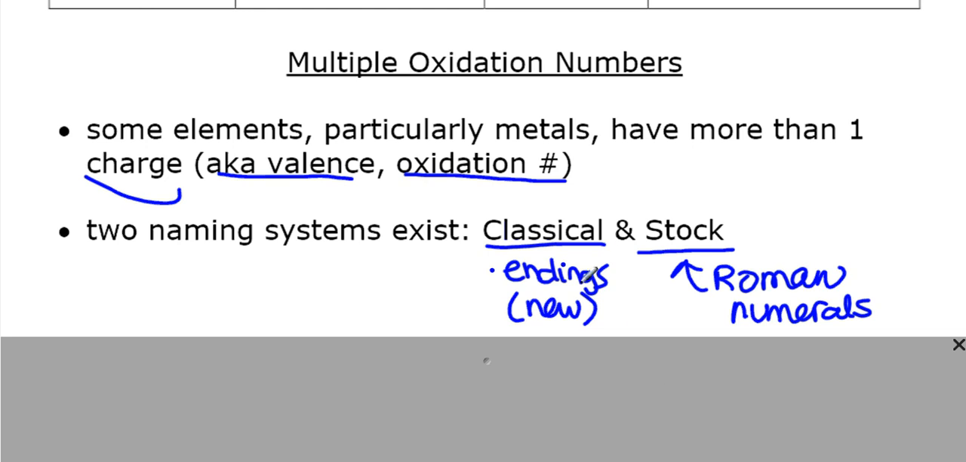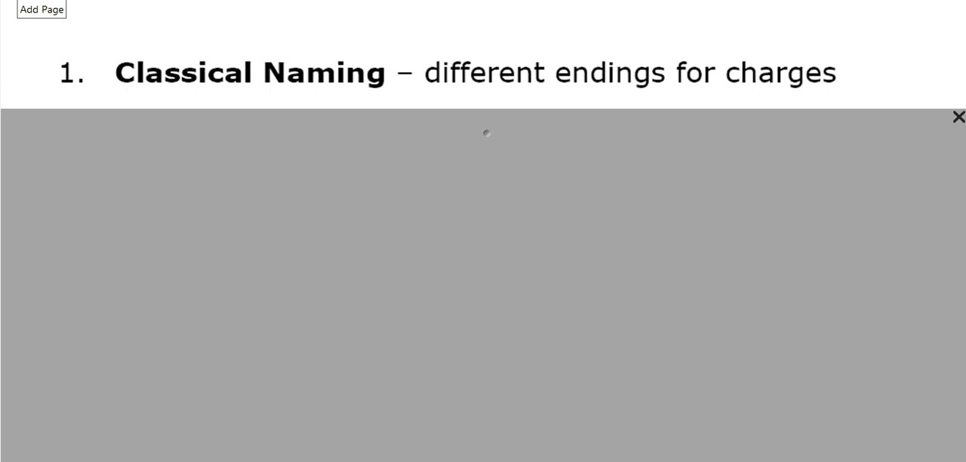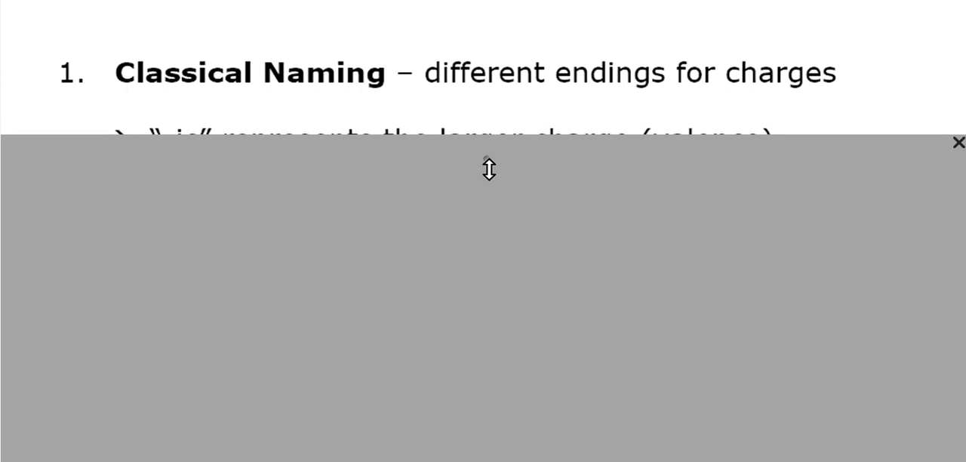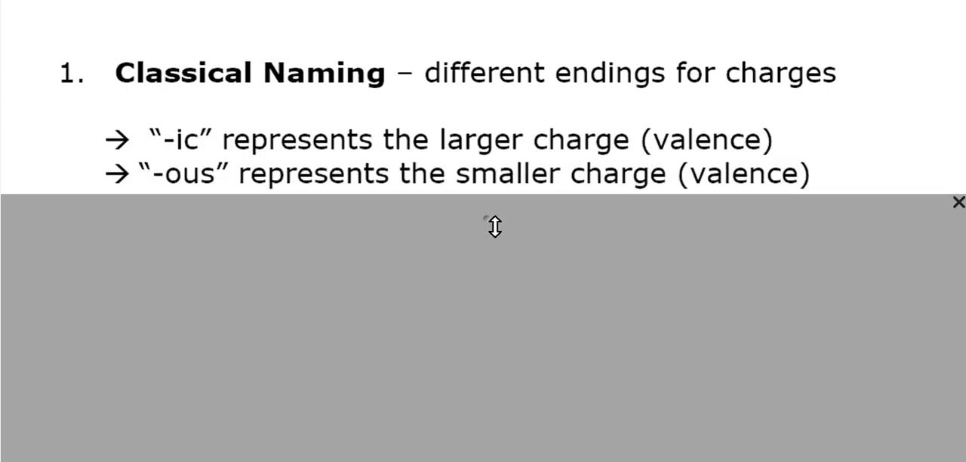So we're going to go over the new one first. What's the classical naming system? So what happens here, as we just mentioned, there's different endings for different charges. There's an IC ending and there's an OUS ending.